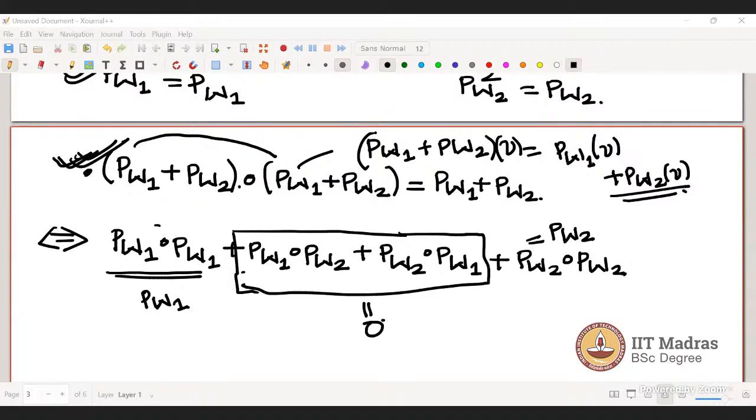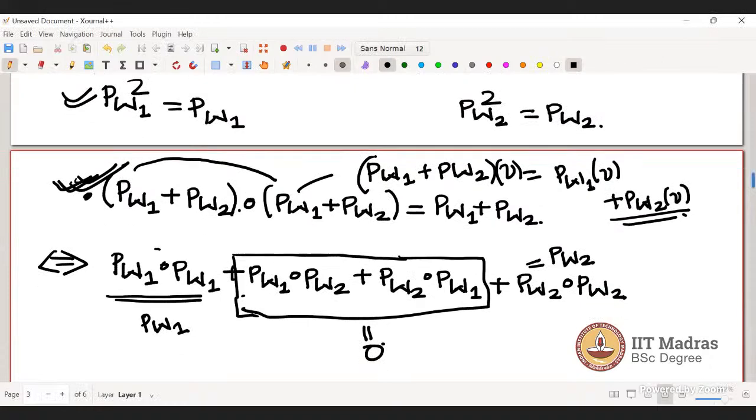Yes, but in general PW1 minus PW2 is not a projection. You need to put some condition, just like in statement P, where we concluded that this map is a projection map if and only if this part is 0. Similarly, you can put some condition on PW1 minus PW2 to make that map a projection map. Otherwise, in general, you cannot say that this map is a projection.